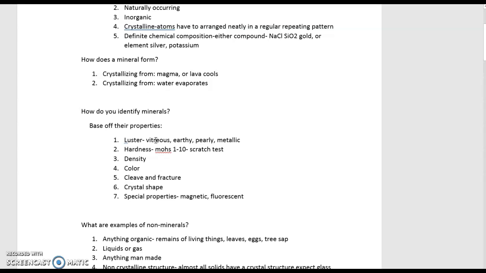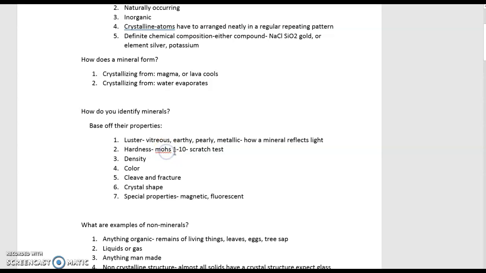Vitreous, that's the glassy appearance. So this is how a mineral reflects light. Right? So these are the adjectives we can use: glassy, having an earthy appearance, pearly, metallic, looking like a metal. Okay, so this describes minerals only.